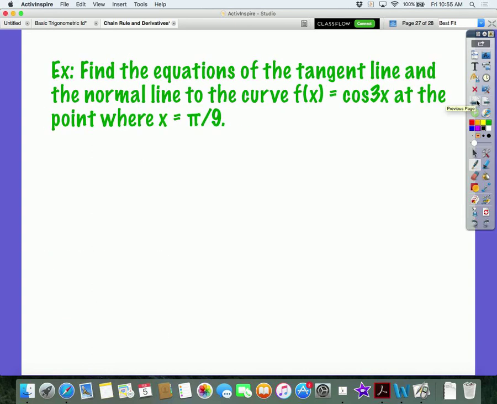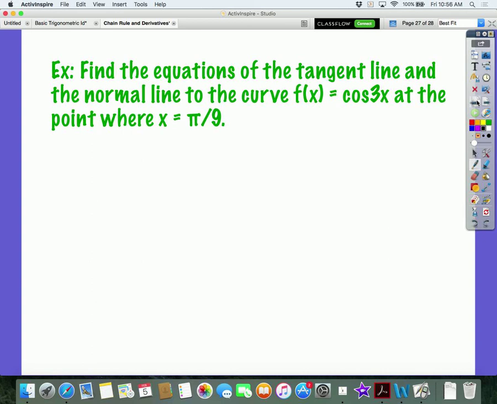Alright, let's look at this one. It says find the equations of the tangent and normal line to the curve at the point where x equals pi over 9. It's pi over 9, 20 degrees. Now remember, how do we find the equation? Derivative. Find the derivative, find the slope of the tangent line, and the opposite reciprocal to get the normal line.